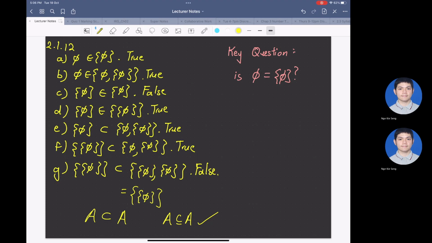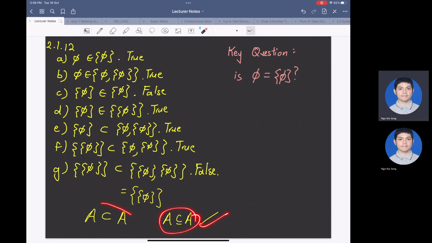So yeah, if A is a subset of A, then it's true, but it is not a proper subset because you can't find an element here such that it's not in the left hand side.